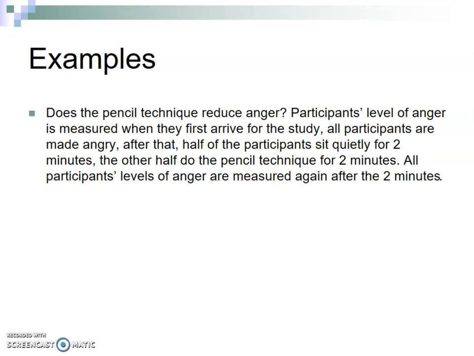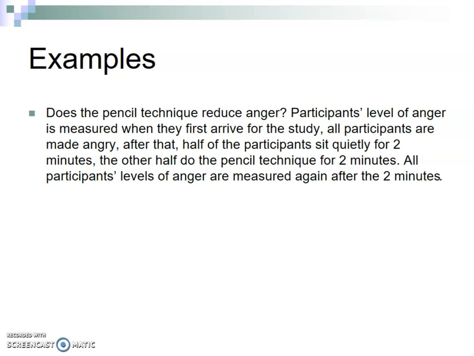So this is a little bit of a tricky example because one of the things I first want to point out is something that is not a variable. So although it might seem like a variable, all the participants were made angry. This is something that doesn't vary. And so in that all the participants were experiencing the same thing, it is not a variable in this study.